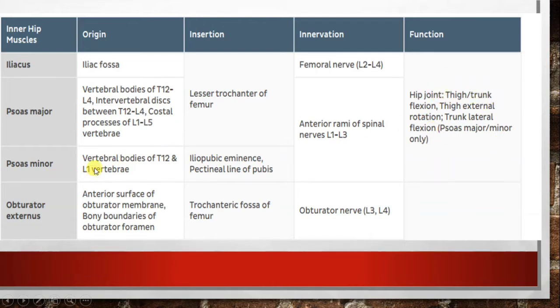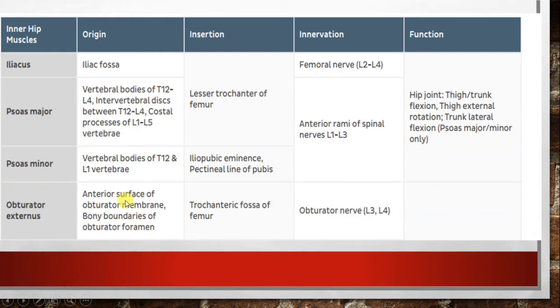Psoas minor also arises from the vertebral bodies of T12 and L1 vertebra. Insertion is in the iliopubic eminence and pectineal line of pubis. Obturator externus arises from the anterior surface of the obturator membrane and the bony boundaries of the obturator foramen.